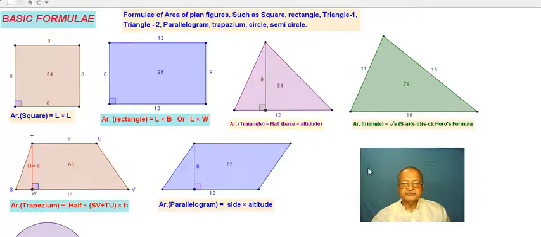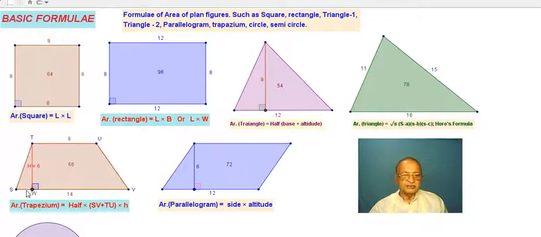Now, area of trapezium. In trapezium, this side and this side are parallel. These two sides are parallel, and there is a perpendicular distance between the parallel sides. So from here we drop the perpendicular on this line segment SV, or this side SV, which we used to call base, and we can call the perpendicular altitude again.